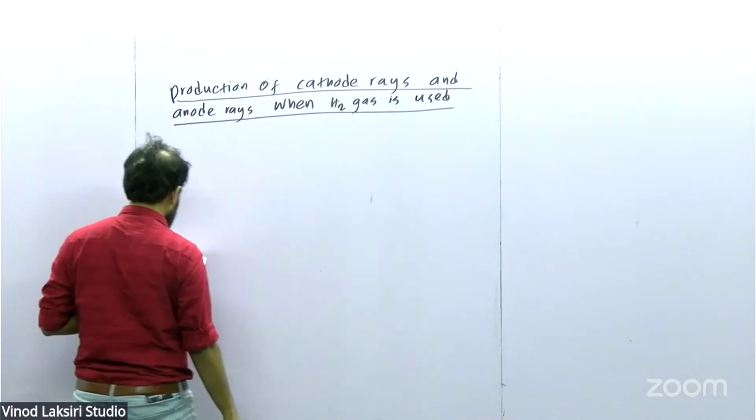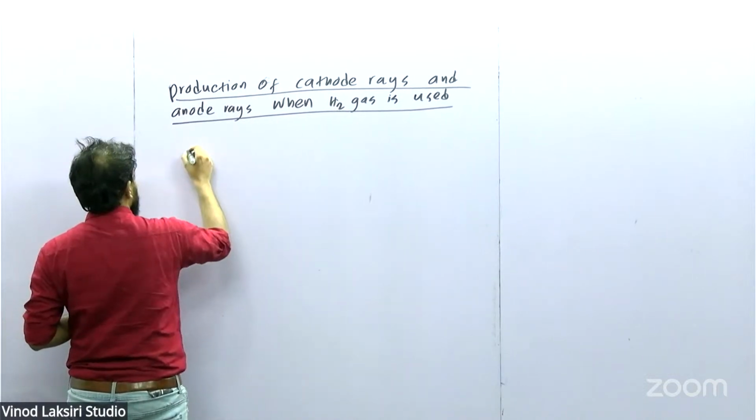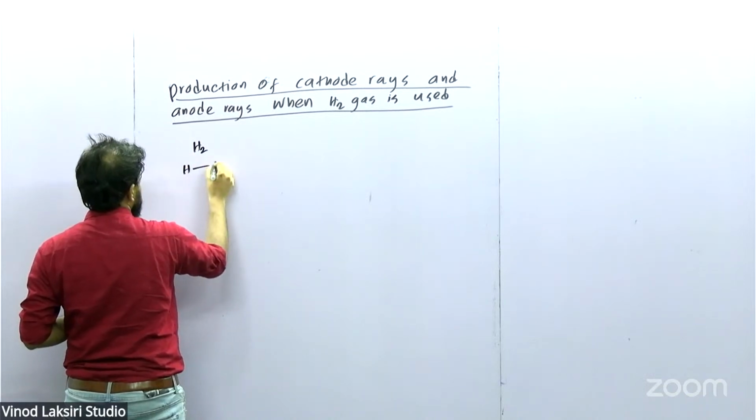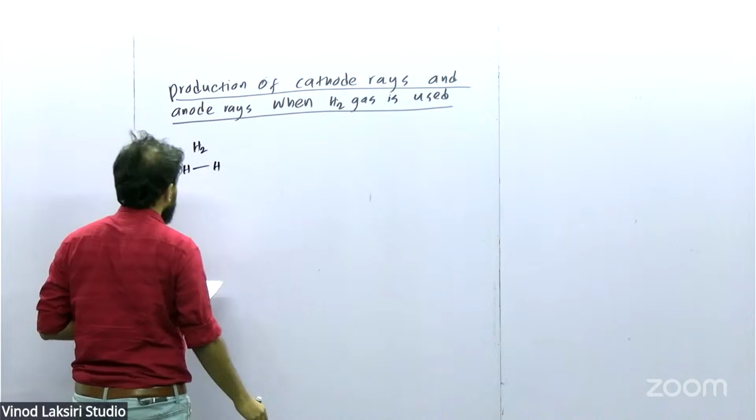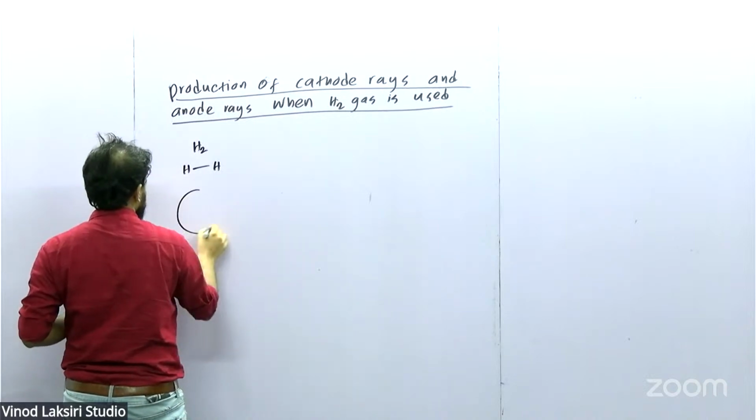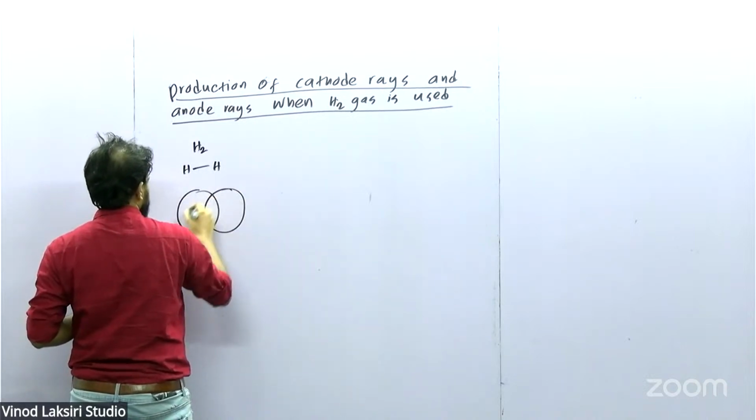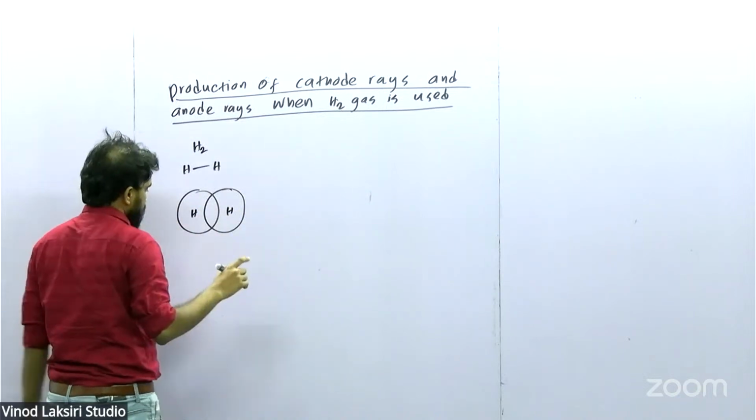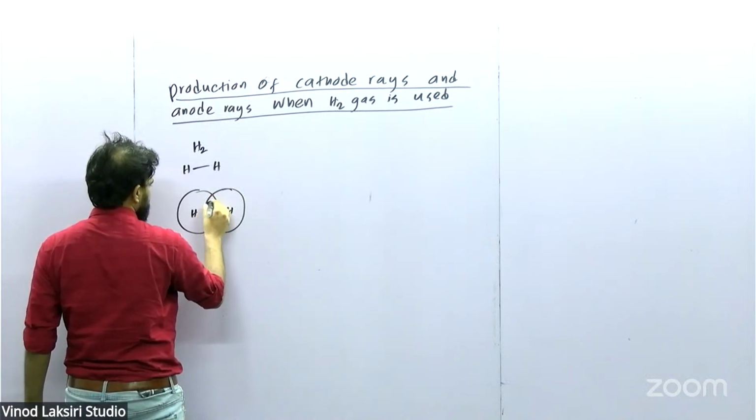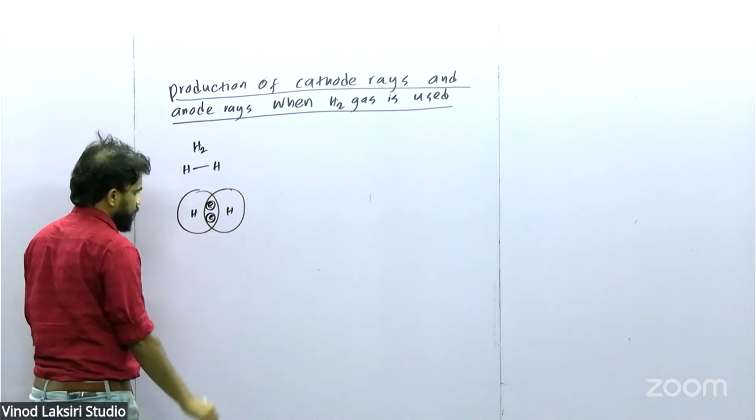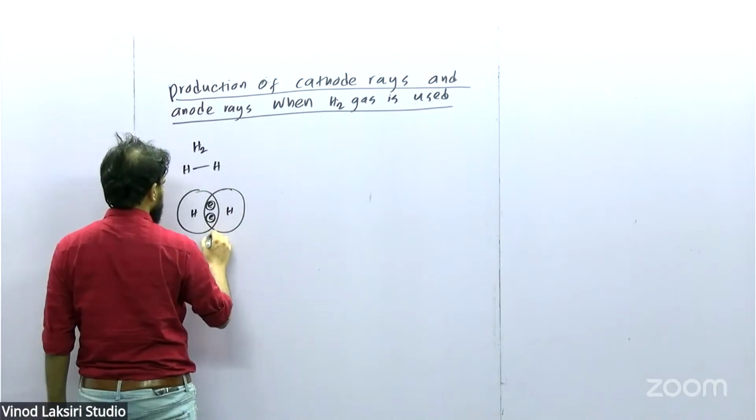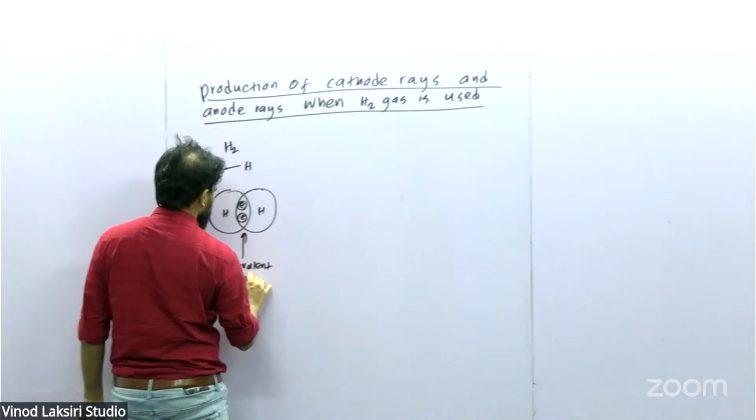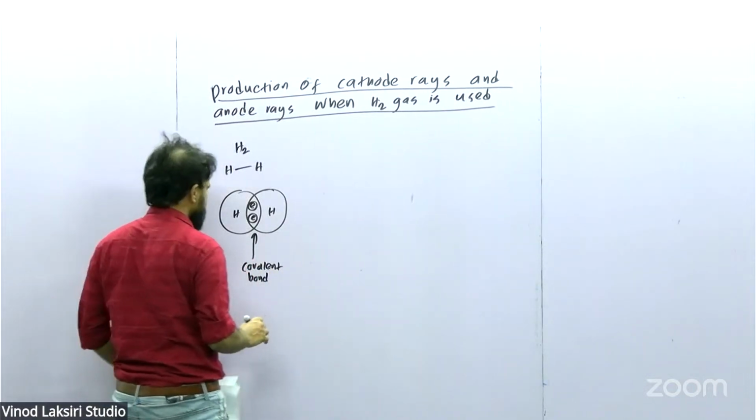Right. So this is an important part. When we consider H2 gas, it contains a covalent bond like this. I think you know the covalent bond, right? This is one hydrogen atom, this is the other hydrogen atom. Each hydrogen atom contains one electron, and that electron is shared between the two atoms. This is a covalent bond, and this kind of covalent bond is present in the H2 molecule.